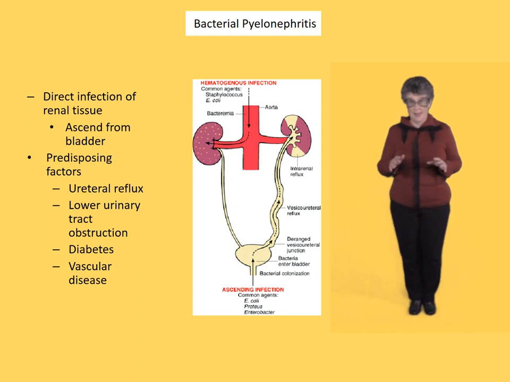The other way to get bacterial pyelonephritis is much rarer. Sometimes blood-borne organisms can settle in the kidney, giving rise to the spotty type of pyelonephritis seen in the picture here.